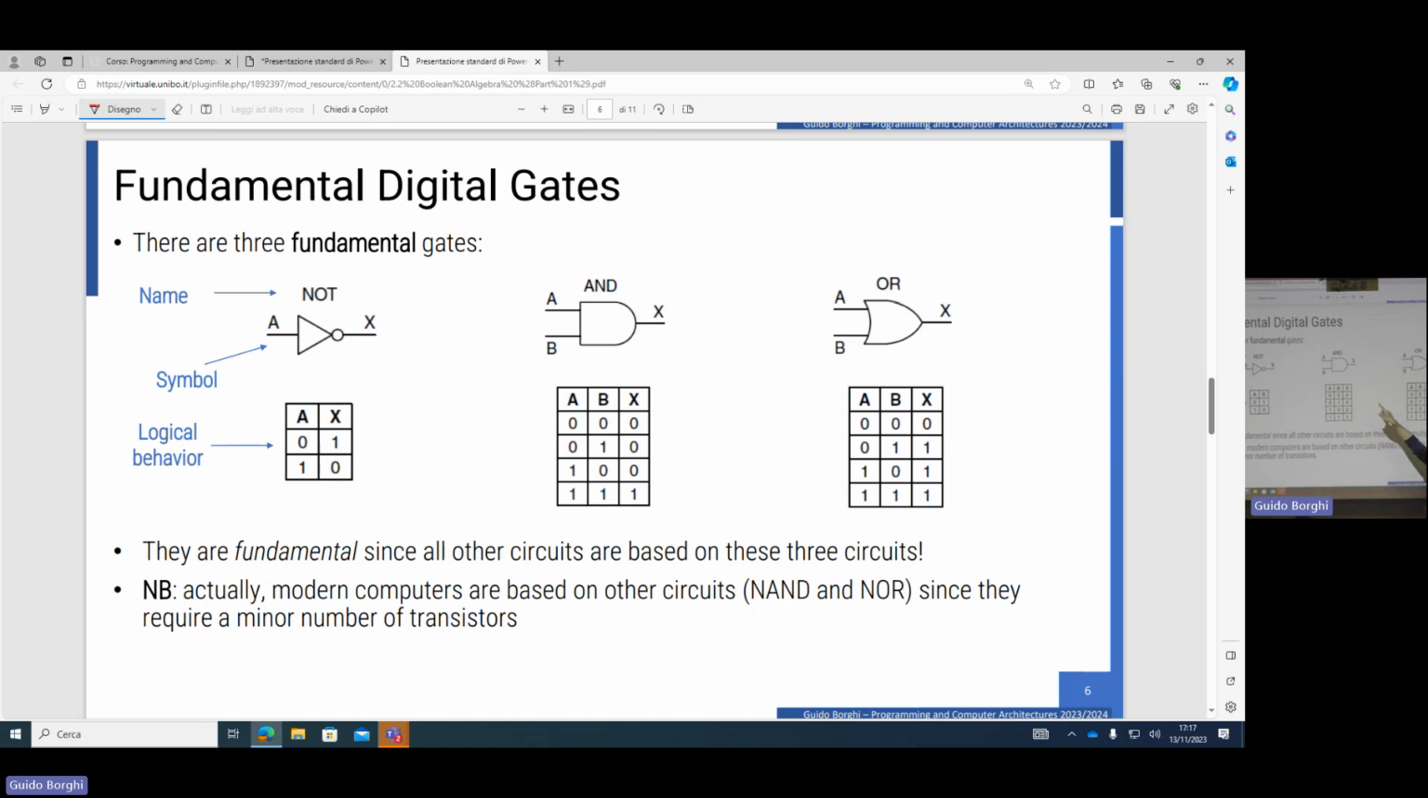Second gate, the AND gate. As you can see in this case, and also in the following one, we have 2 different inputs. Here we represent these inputs with the letters A and B, and only 1 output, letter X. And as you can see here, there is also a symbol that is different from the NOT. Here we have the symbol of the AND. The table that represents the logical behavior follows the fact that we have 2 different inputs, A and B, but only 1 output, like in the previous case.